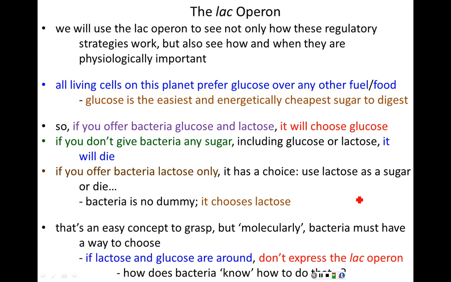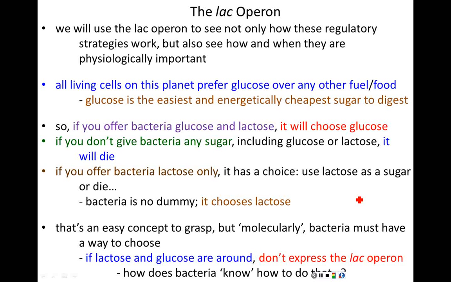The way that they make the choice on the molecular level is quite easy. If lactose and glucose are around, bacteria keep their lac operon off. By not expressing the lac operon genes, bacteria make it impossible for themselves to metabolize lactose, because the proteins made from the lac operon are those proteins needed to metabolize lactose. So by not expressing the lac operon and not making those proteins, bacteria render themselves unable to digest lactose. Okay, so that's how the choice is made. Keep the lac operon off, you don't digest lactose, and all you're left with is glucose to digest.